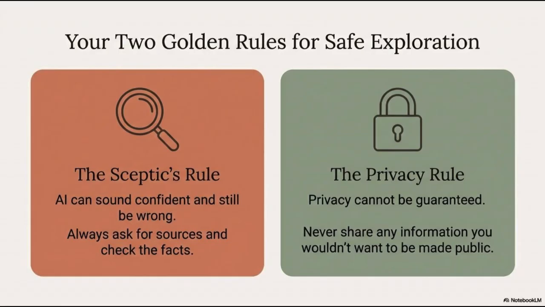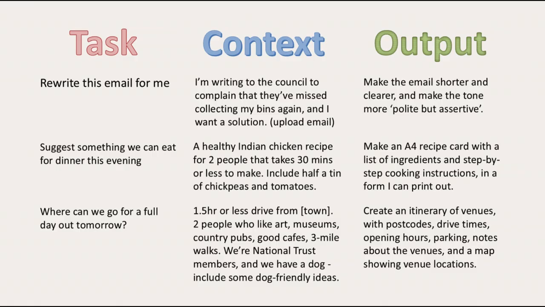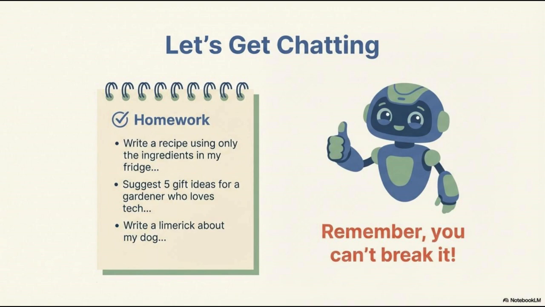It's time for you to have a go yourselves, so just a quick reminder of the 2 golden rules. AI can sound confident and still be wrong. Remain skeptical, ask for sources and check facts. And privacy cannot be guaranteed, so don't share any information in chats that you wouldn't want to write on a postcard. With those words of caution, it's time for you to get hands-on. Here's a reminder of the TCO prompt structure. You can leave this open while you practice. Remember, you can't break AI. The best way to learn is to play and explore. So let's get chatting.